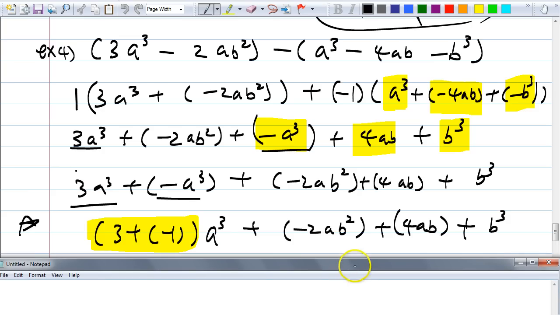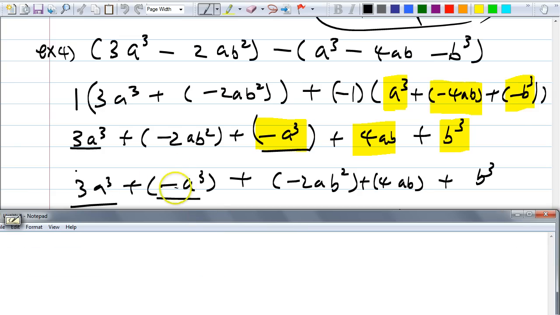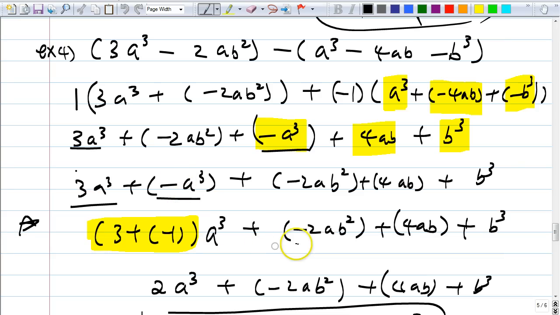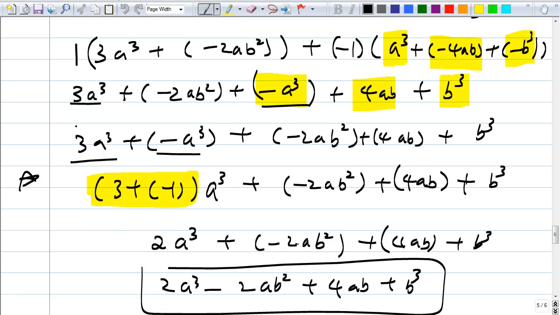So of course, this is negative a cubed, right? What's the coefficient of negative a cubed? Negative 1. Is that the invisible 1 again, right? So how many people got 2a cubed minus 2ab squared plus 4ab plus b cubed?